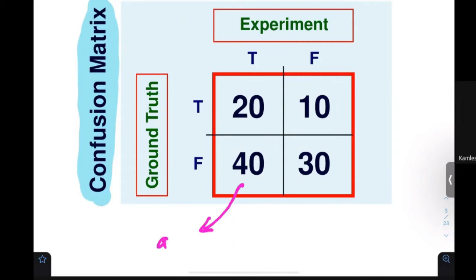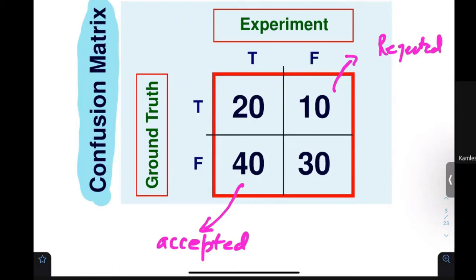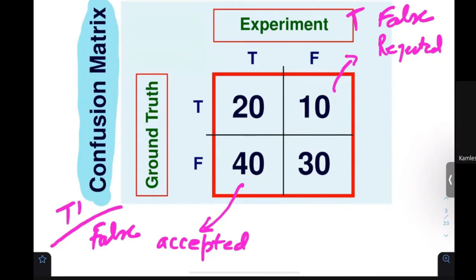My system had accepted these items, and similarly these items my system has actually rejected. These are the two places where there is a problem. So these accepted ones are actually false accepted, and similarly these rejected ones are the false rejected ones. A few lectures back we discussed that false acceptance is called type 1 error, and this is called type 2 error. Two kinds of errors my system has made.